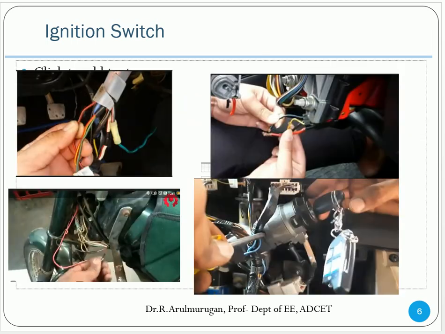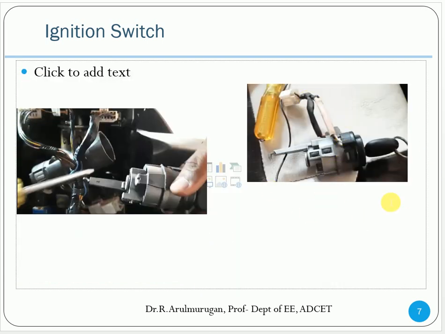Suppose sometimes you miss the key. Then they take the wires in the bottom of the steering, where there is a bunch of wires available. They cut the wires and join them to start the engine. So this is the ignition process. You can remove it and look at the car ignition switch.